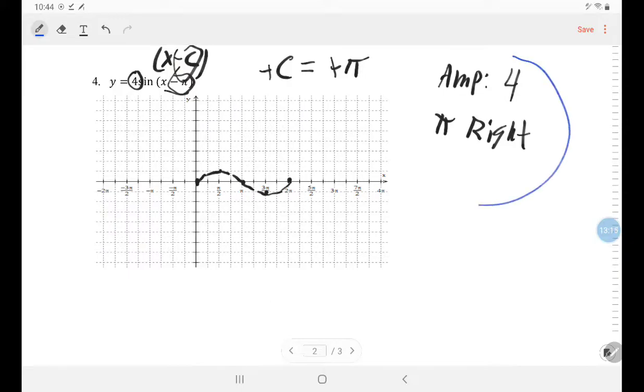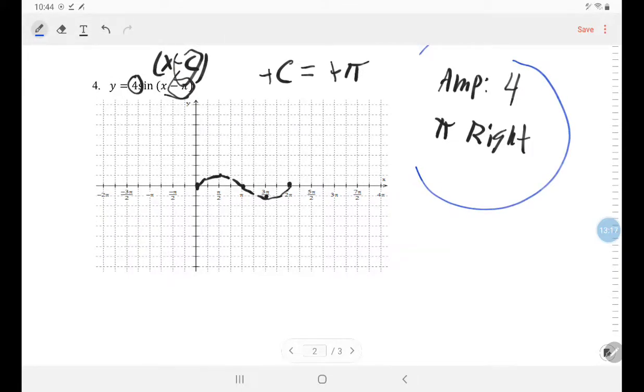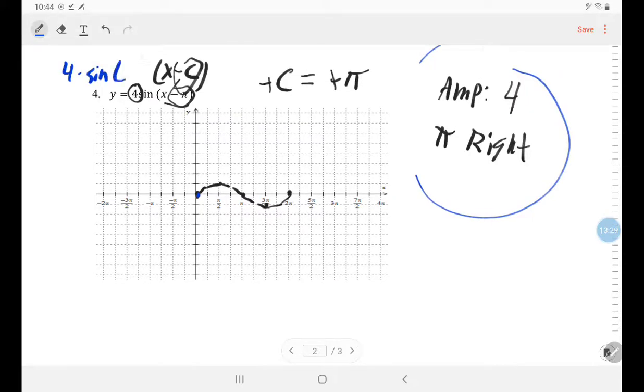I've got two things going on. I'm going to start with the amplitude. Here I am at 0. Again, what happens with the amplitude? Well, it's 4 times the sine of whatever your angle is. So I just multiply by 4. So what happens when I take this y-coordinate 0 and multiply it by 4? Well, nothing. It stays 0. Then I shift to the right. So this point will actually shift to right there.